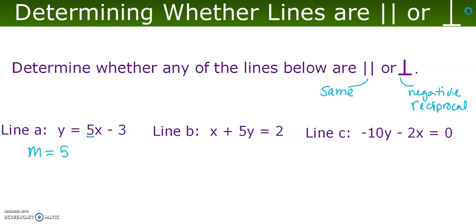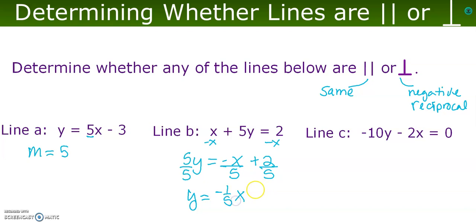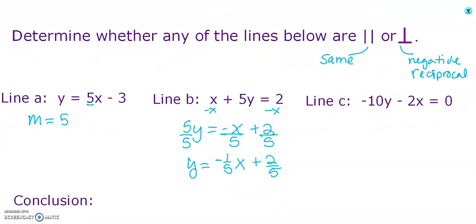All right, let's take a look at the second one. It's not in slope-intercept form, so I can't right away see the slope. So I'm going to put it in y equals form, which means I'm going to subtract x on both sides, and then I'm going to divide by 5 everywhere. And I'll get y equals -1/5 x plus 2/5. In this case, we don't really care what the intercept is, because we're really looking for the slope. So here's the slope there.